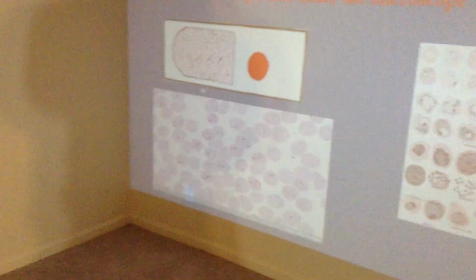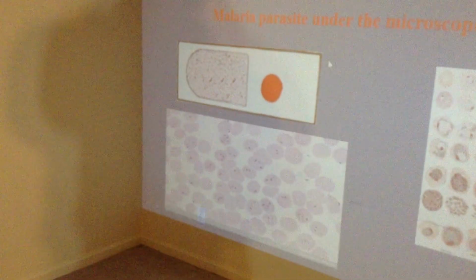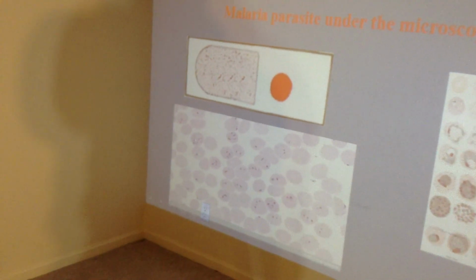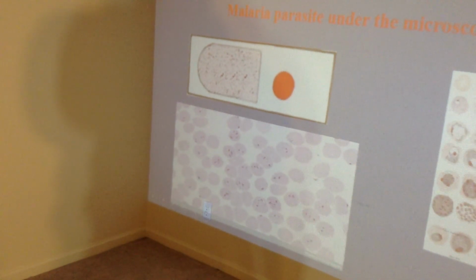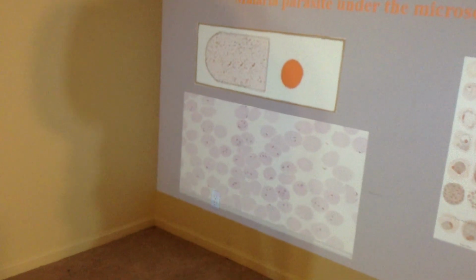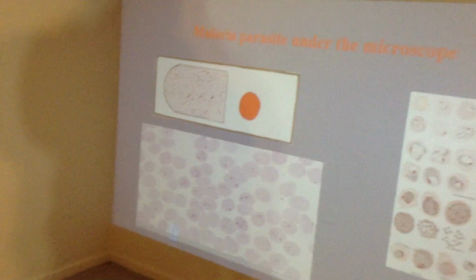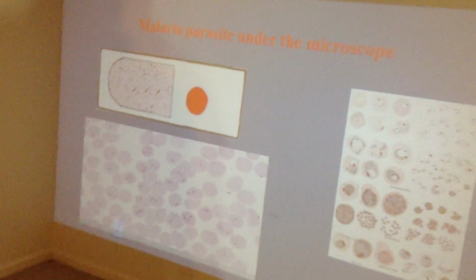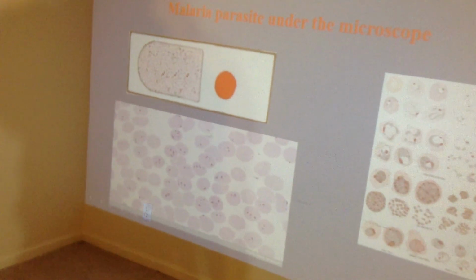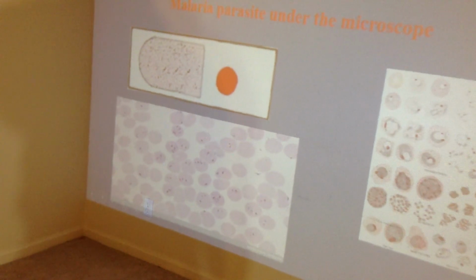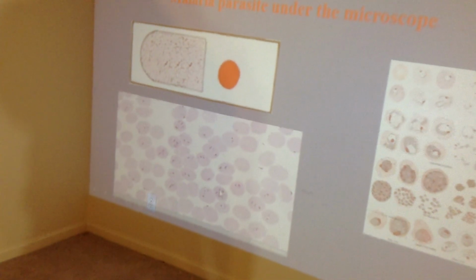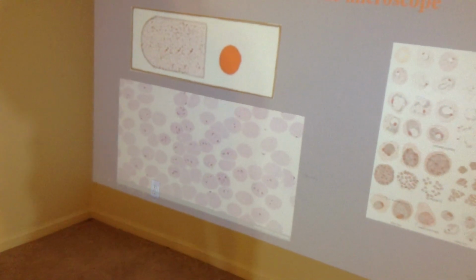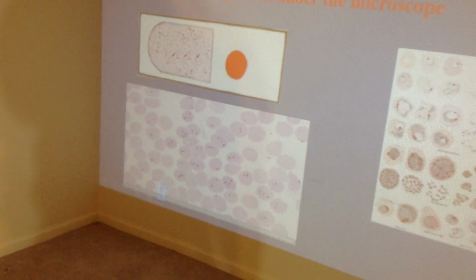This is another slide. When we do the thick and the thin film, as I said in our previous slide, it is stained and viewed under the microscope. Under the microscope, this is what you're going to see. The pink bodies that you see are your red blood cells. Since the malaria parasite lives in our red blood cells, these darkish, bluish structures are your malaria parasites.